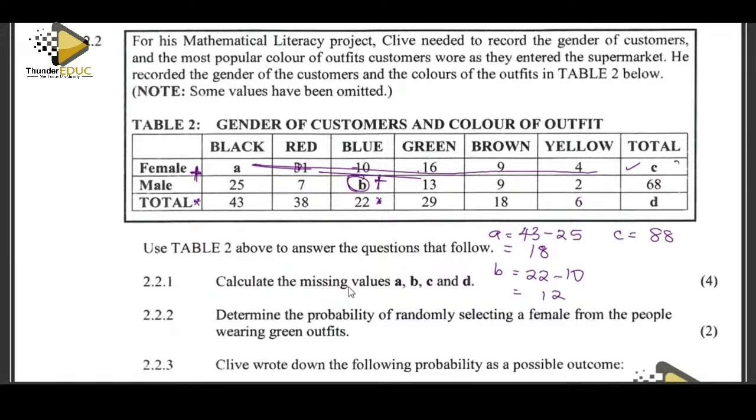Now, if this is 88, what about D? So meaning D will equal the value of C plus 68. 68 is coming from here, because here we are looking at what we call the total. So D will equal 88 plus 68, and the answer became 156.